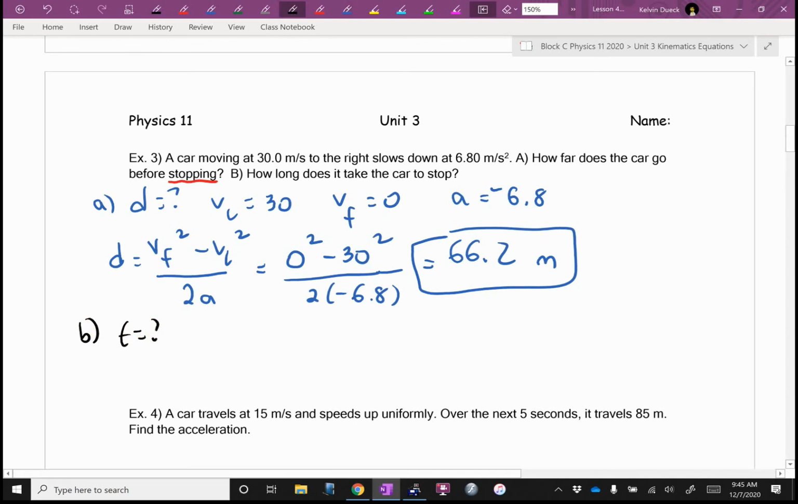Logan, which equation? I don't want to use D, because if I use one with D, that means if I got A wrong, I'm going to get B wrong. There's a better equation that doesn't need a D. So I got VI, I got VF, I got A, I'd like T. First one, yeah, VF equals VI plus AT. Don't write that down. Can you rewrite it and get the T by itself in your head, please, for me? I'll give you a hint. T equals. That's not a hint.